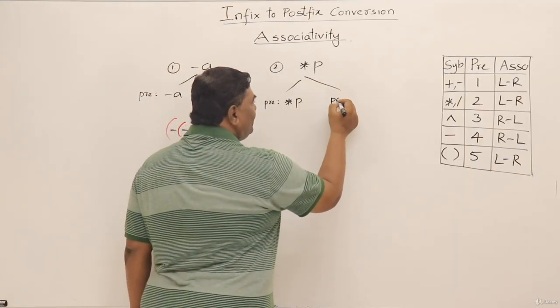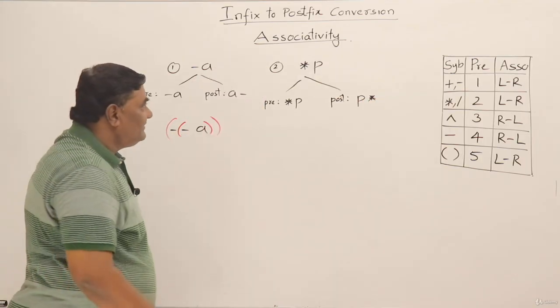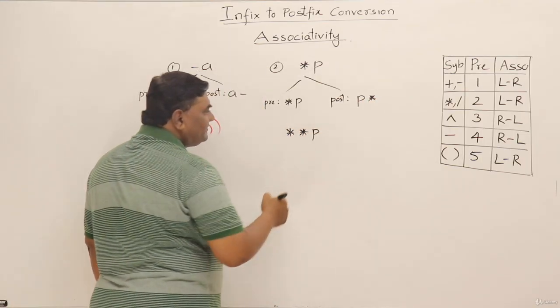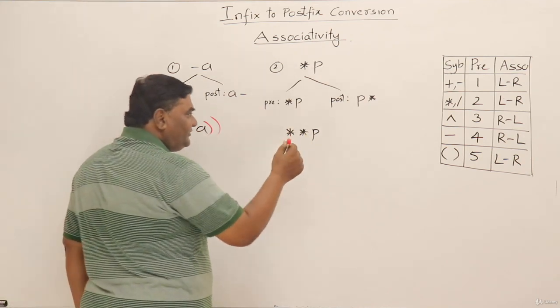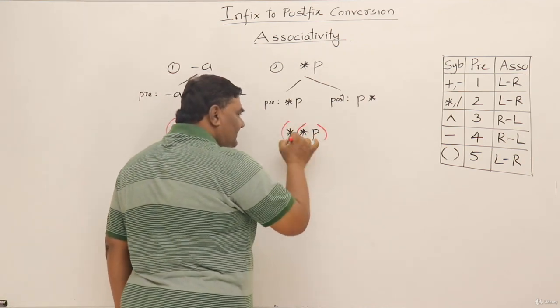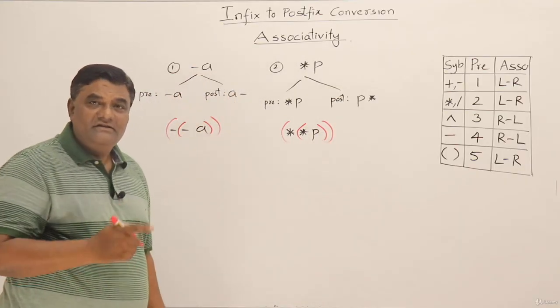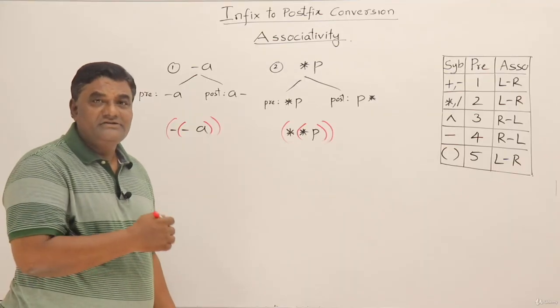Then the postfix form of this one. How may it look? P star. Then if there are multiple operators, star star P means what? Which is done first? How must they be parenthesized? Right to left. So first star P, then again star of that whole result. Yes, we know it well. That goes from right to left. We have done it like this, but now we are observing it.